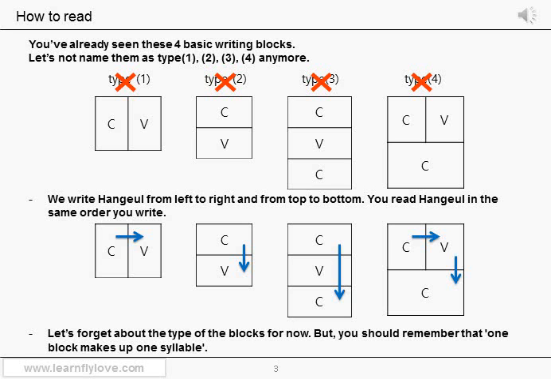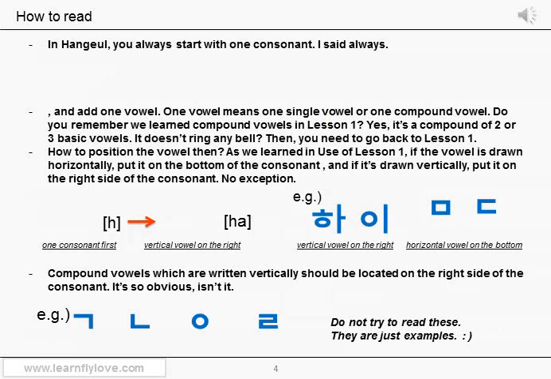That's enough for now. Whenever you write Hangul, you always start with one consonant and add one vowel. One vowel means one single vowel or one compound vowel. Do you remember we learned about compound vowels in lesson 1? Yes, it's a compound of 2 or 3 basic vowels. If it doesn't ring any bell, you really need to go back to lesson 1.